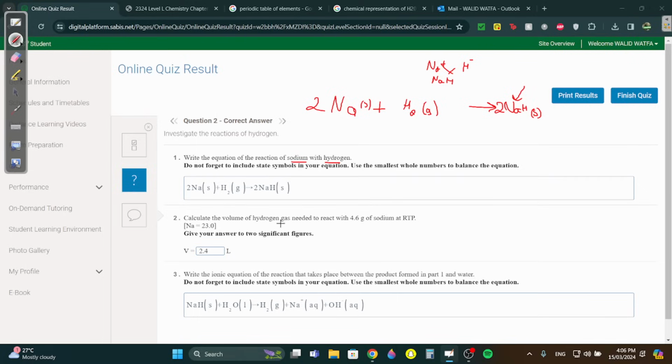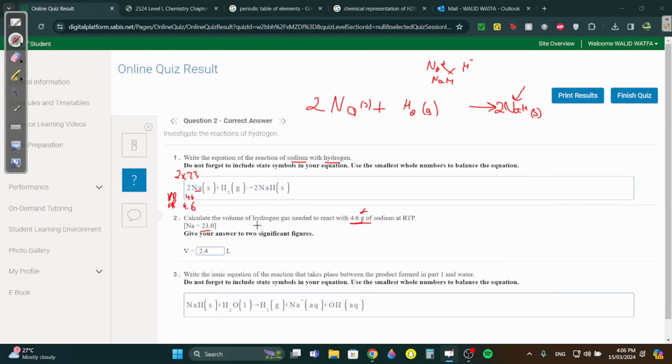Question 2, calculate the volume of hydrogen to react with 4.6 grams of sodium at RTP. Okay, look here, RR and GR. This is my reaction. What's given? 4.6 grams of sodium. How many grams of sodium do I have here? I have 2 times 23, because Na is 23, so I have 46 in my RR. My GR, what's given? 4.6.